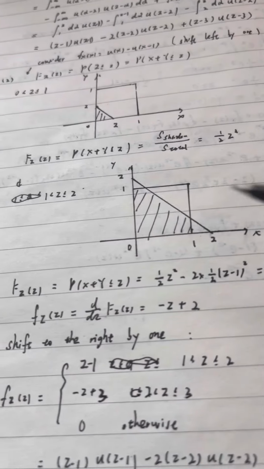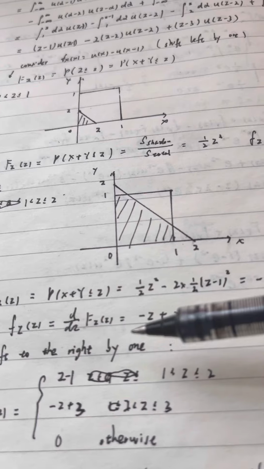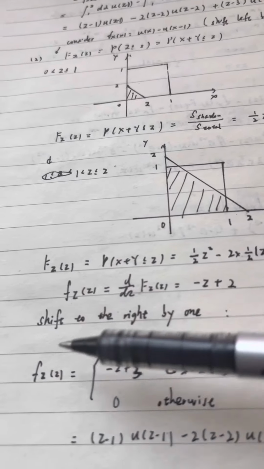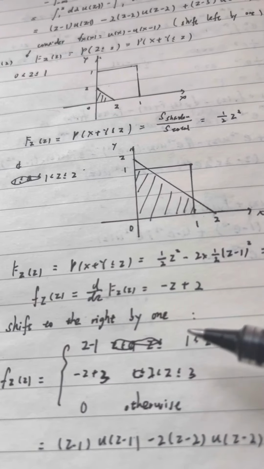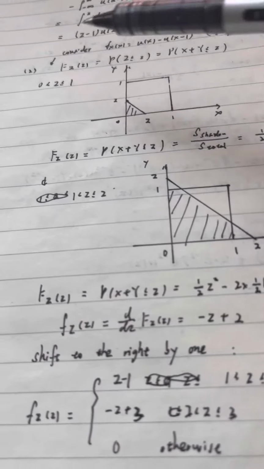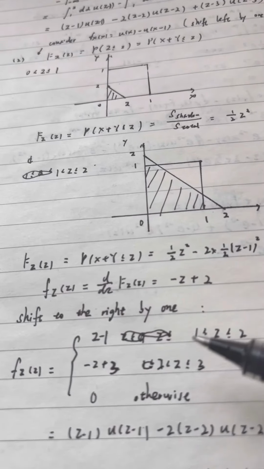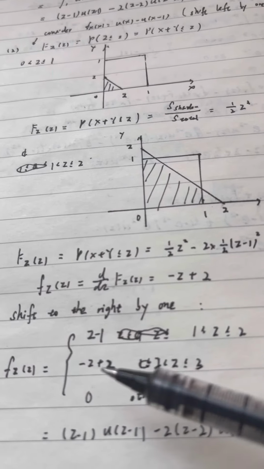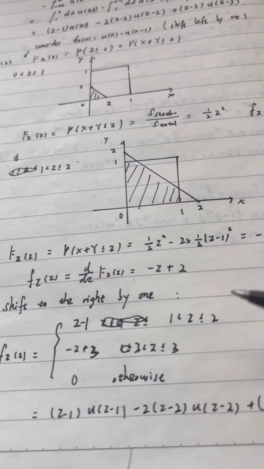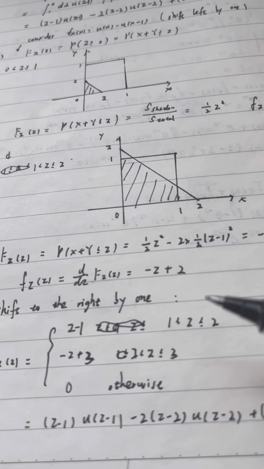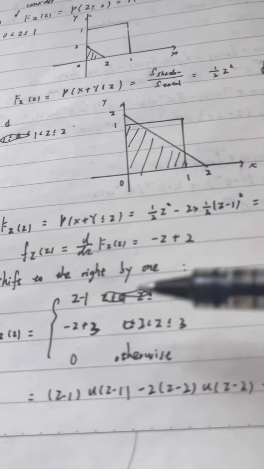And like I said before, we should shift to the right by 1 to derive the final result. So the density function will equal z minus 1 when z is larger than or equal to 1 and smaller than or equal to 2, which is the first case shifted right by 1. In the second case, shifting to the right by 1 will be minus z plus 3 when z is larger than 2 and smaller than or equal to 3, and it will equal 0 otherwise.